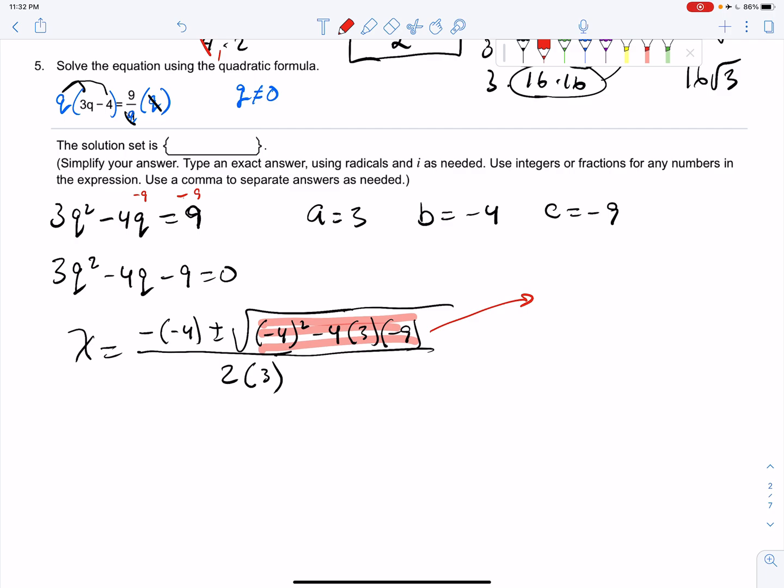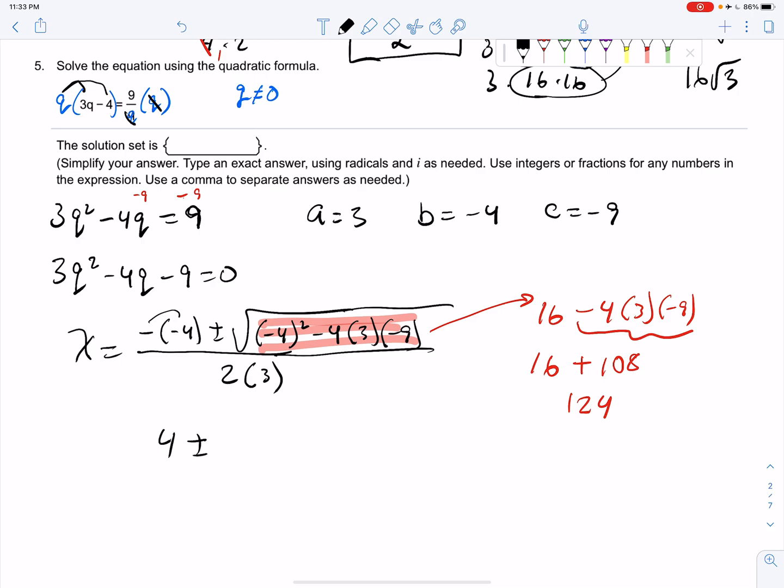All right, we have negative 4 squared, which is 16, minus 4 times 3 times negative 9. When we multiply all this up, what do I get? Negative 4 times 3 times negative 9 is plus 108. And 108 plus 16 is 124, rather. So here's what I've got: the opposite of negative 4, which is just 4, plus or minus the square root of this 124. And then this is all over 2 times 3, which is 6. So I'm getting there.